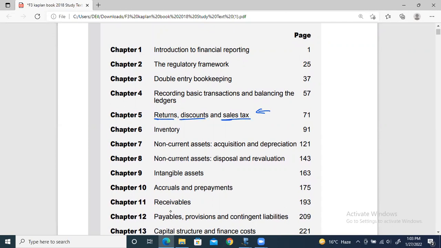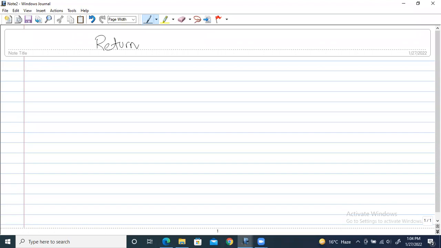So there are three simple things. They're not difficult at all. We'll be able to understand them easily. So returns, discounts, and sales tax. Okay, so first I'll be looking into the returns, then I'll discuss the discounts, and at the end I'll come towards the sales tax. And after that, we'll probably be doing the exam kit questions of it as well in today's class. Okay, now first of all, let's look at returns.